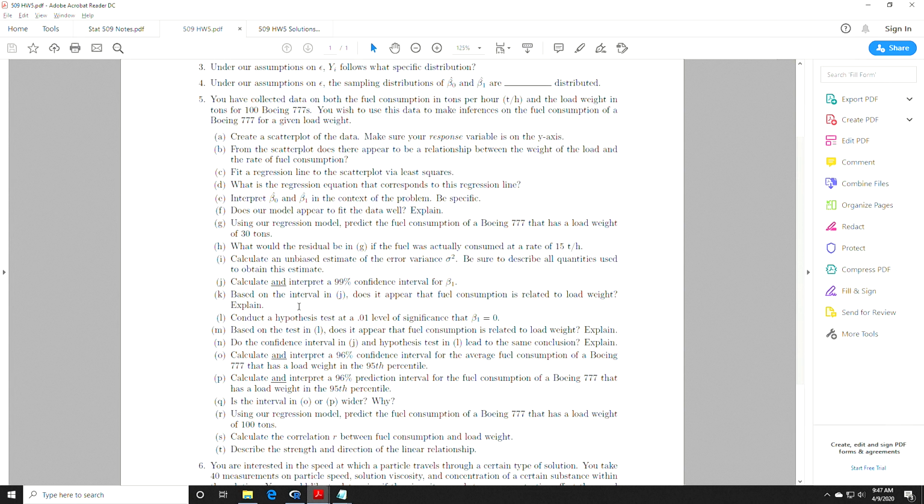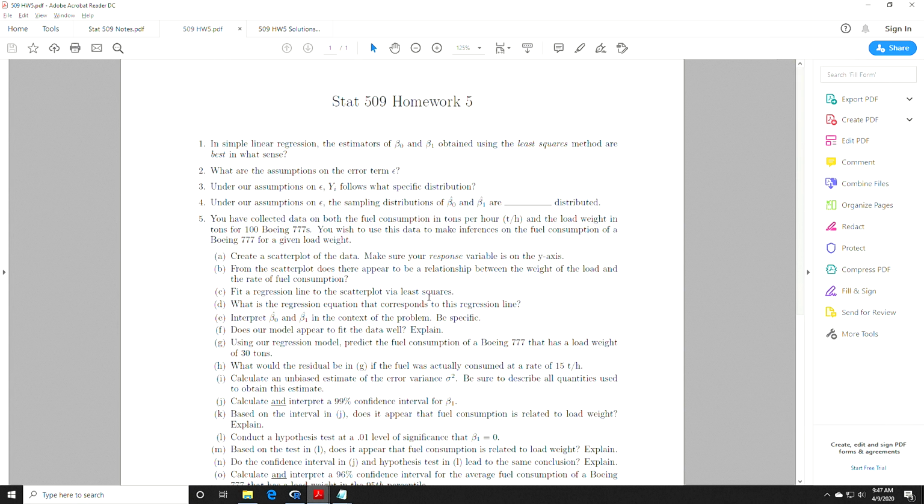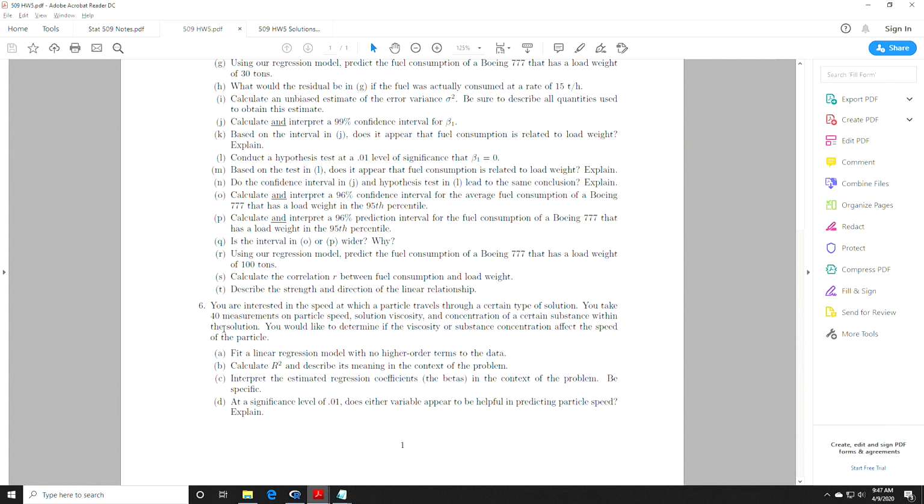And we will get to that maybe next time, or certainly next week, as to how you can verify those assumptions. And also what's next is this problem number 6, which gets into multiple linear regression, okay?